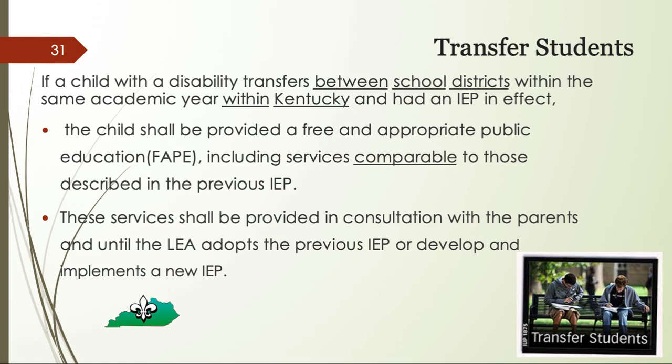Transfer students. If a child with a disability transfers between school districts within the same academic year within Kentucky and had an IEP in effect, the child shall be provided a free and appropriate public education, or FAPE, including services comparable to those described in the previous IEP. These services shall be provided in consultation with the parents and until the LEA adopts the previous IEP or develops and implements a new IEP. Comparable means the services provided will be as close as possible to those the student was receiving in the previous district until the ARC can meet and make the appropriate changes.